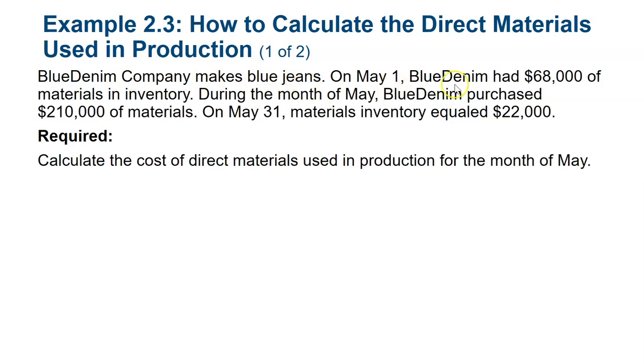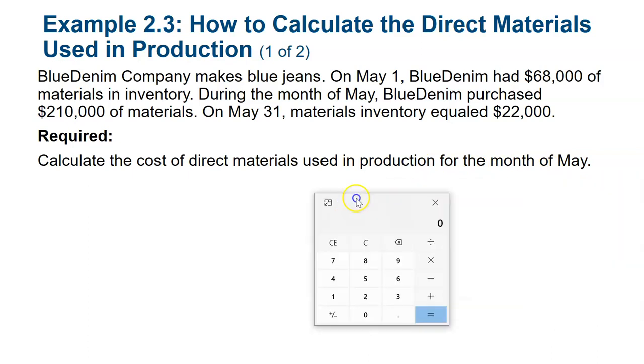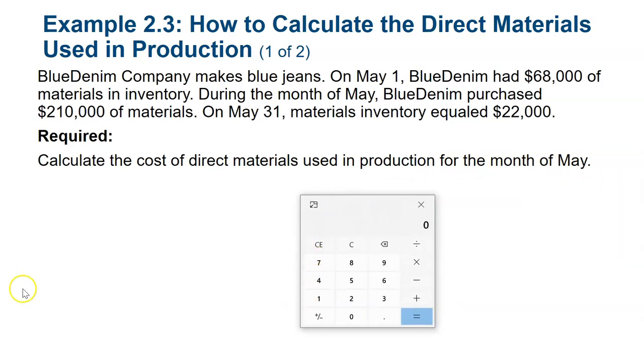On May the 1st, Blue Denim had $68,000 of materials in inventory. During the month of May, Blue Denim purchased $210,000 of materials. On May the 31st, that's the end of the month, materials inventory equaled $22,000. Calculate the cost of direct materials used in production for the month of May.